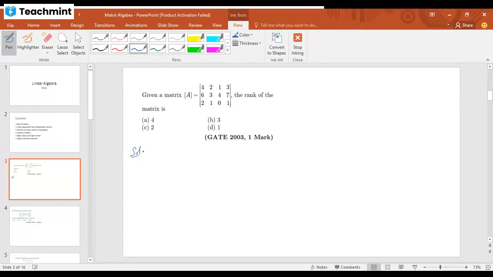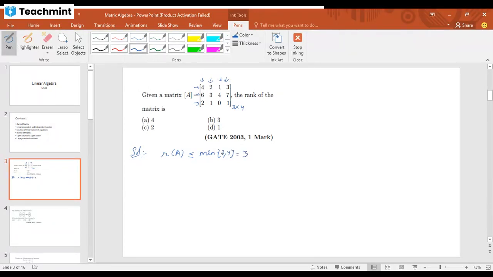So in this case, if we just look at this matrix, it is a rectangular matrix. It has 3 rows and it has 4 columns. Because it is a rectangular matrix, according to the property of the rank of a matrix, the rank of a matrix is always less than or equal to the minimum of the number of rows or the number of columns. So from here we get an idea that the rank of the matrix is less than or equal to 3.